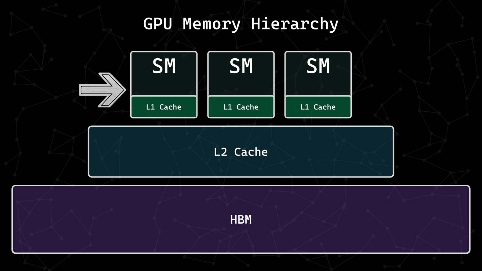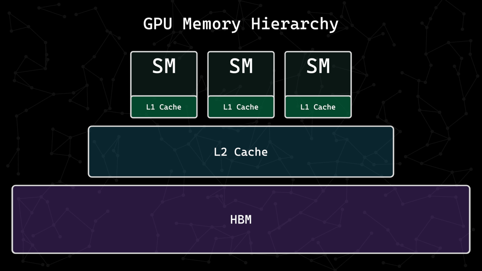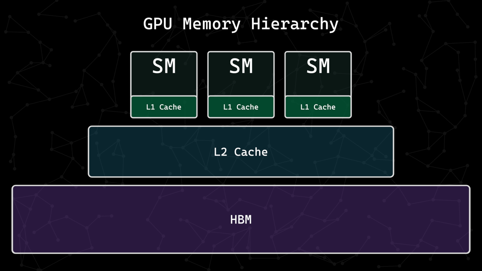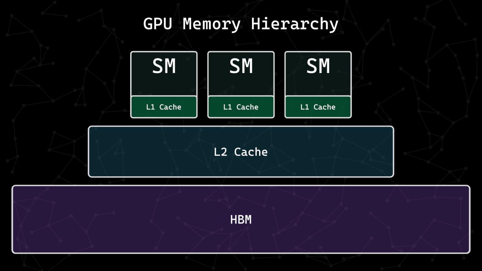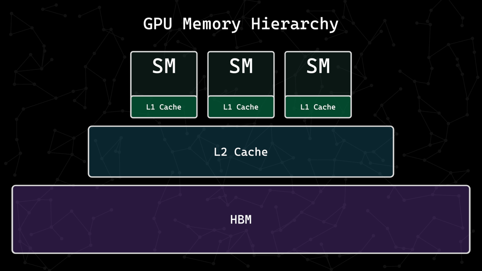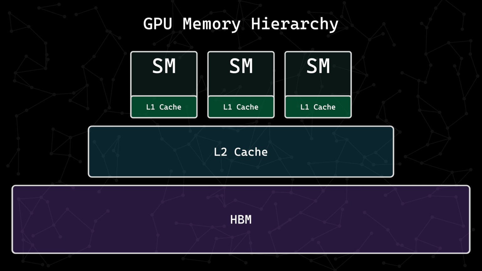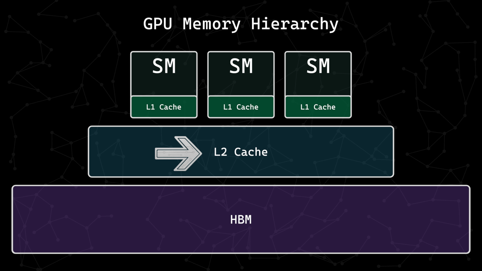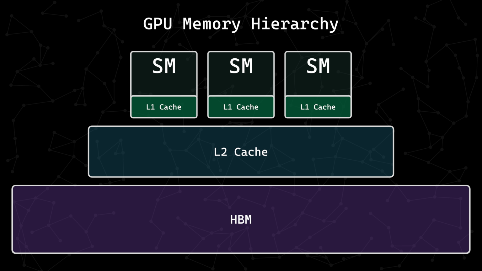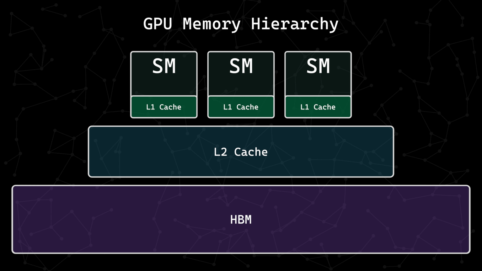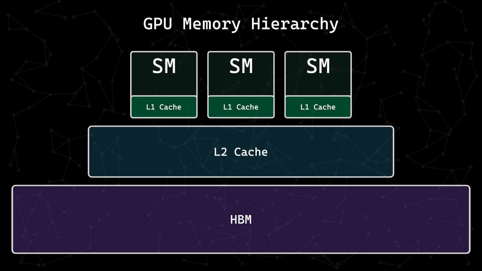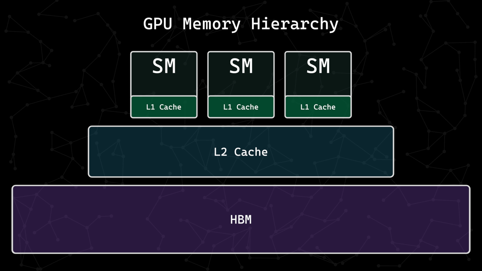Up top, we have our SMs or streaming multiprocessors, the hardware that actually does the computation, like the additions and multiplications in our matmul operations, and each SM has its own registers and L1 cache, which cannot be accessed by other SMs. However, in the middle is our L2 cache. This memory is much faster than our HBM and is shared by all of our SMs. While it's more than our L1 cache, it's nowhere close to the amount of VRAM we have.